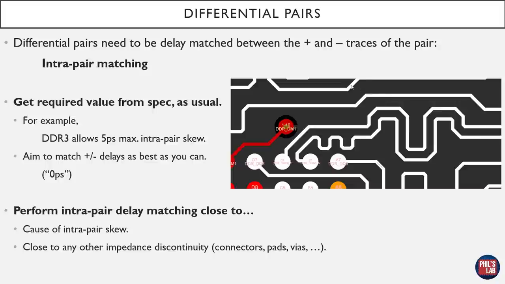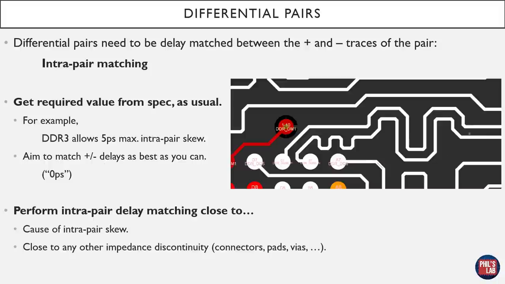As usual, there's also a spec for the intra-pair matching, and we get that from the relevant datasheet, application note, or standard. For example, for DDR3, this typically allows a 5 picosecond max intra-pair skew. I would, in any case, regardless of which system it is, if it's USB 2, 3, PCI Express, and so on, aim to match the positive-negative delays as best as you can, so as close to 0 picosecond difference as you can.